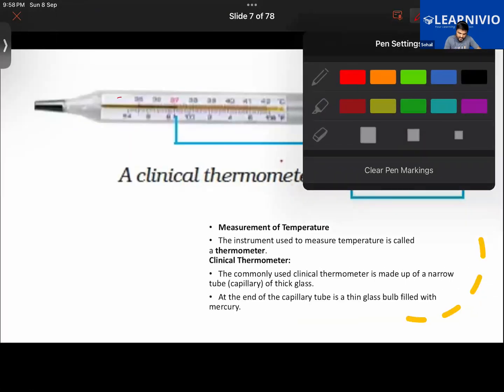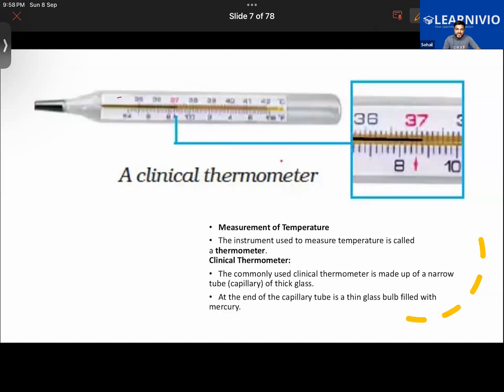Talking about the structure of the clinical thermometer, this one has a thin hollow cylindrical pipe running inside, which is filled with mercury. Mercury is stored in this bulb. This structure, as we know, is called the bulb, in which the mercury is stored.